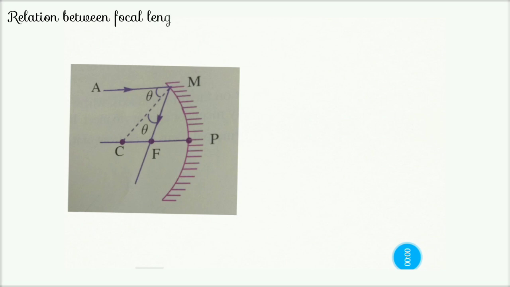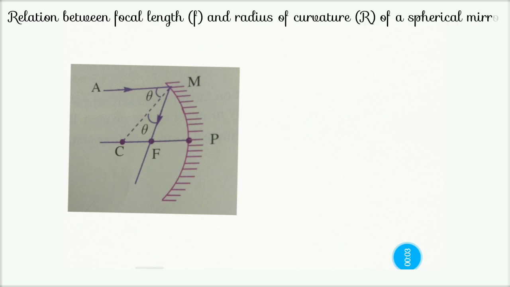We have to learn the relationship between the focal length, that is f, and the radius of curvature, that is r. So what is focal length? The distance between focus and pole is the focal length, and the distance between center of curvature and pole is the radius of curvature. I hope you know this. Next we are going to find out a relationship between them. How do we do that?